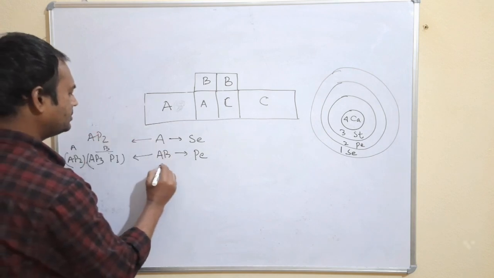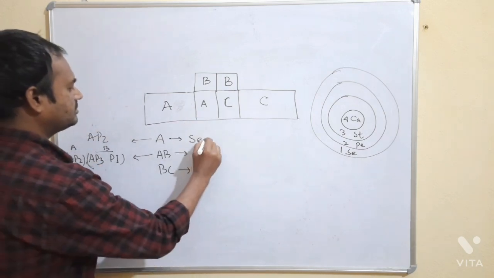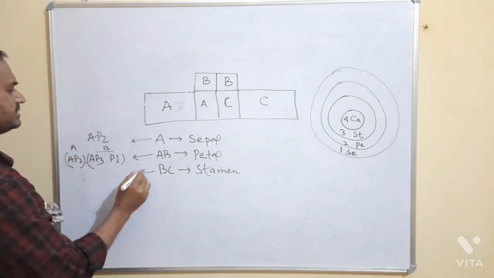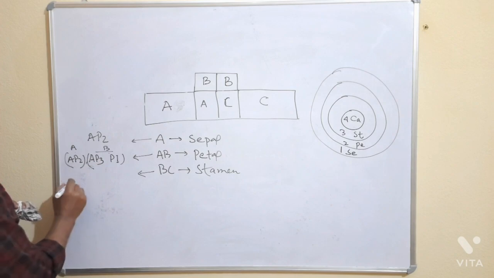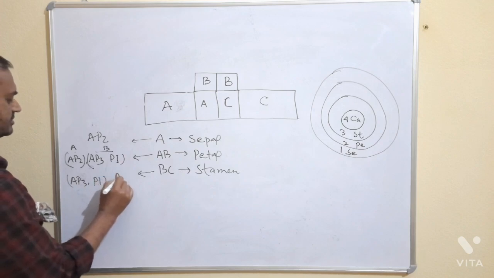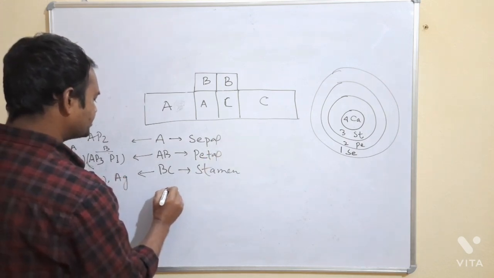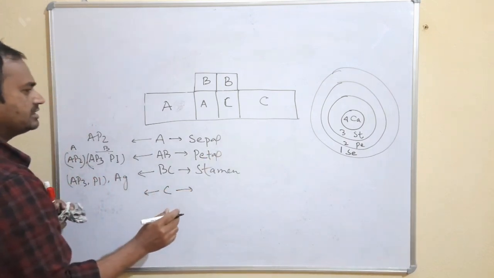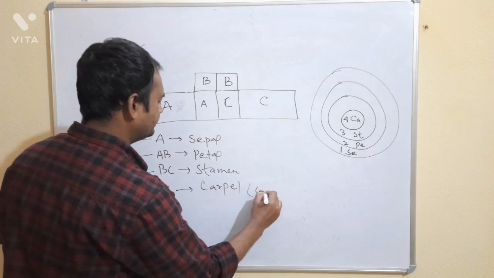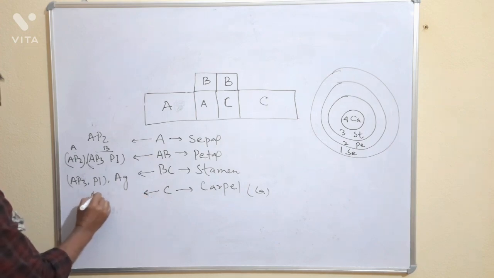Clear? Now BC will give rise to the stamen. This is represented with the help of the B class gene, which is called AP3 and PI, and the C one is agamous, represented by AG. Another set of genes is the class C gene, which is responsible for the formation of the female reproducing organ, called the carpel. The class C gene means only agamous, that is AG.